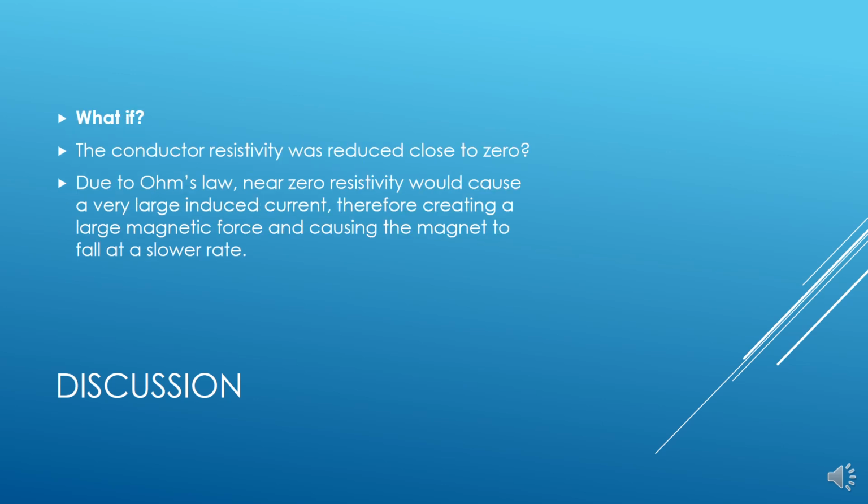What if the conductor resistivity was reduced close to zero? Due to Ohm's law, near zero resistivity would cause a very large induced current, therefore creating a large magnetic field and causing the magnet to fall at a slower rate.